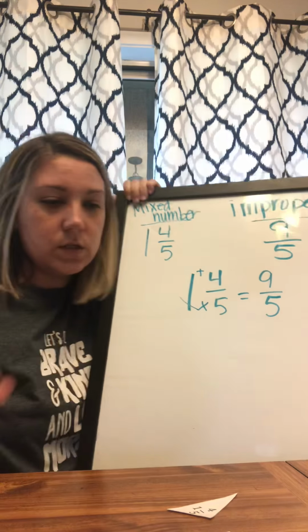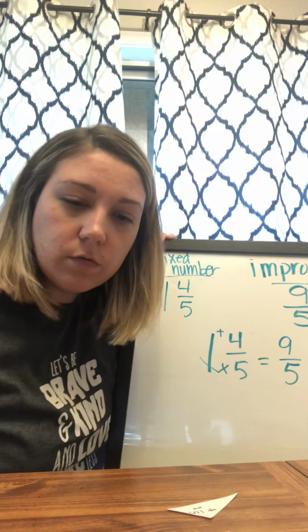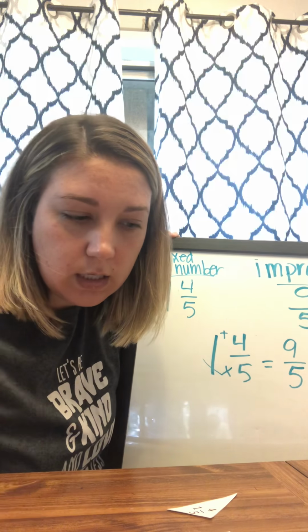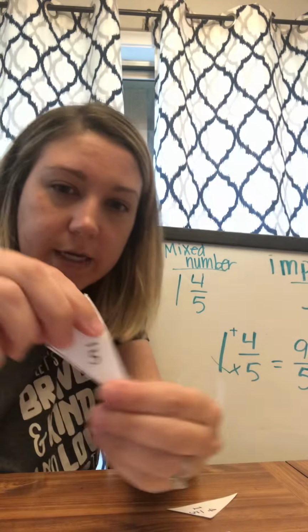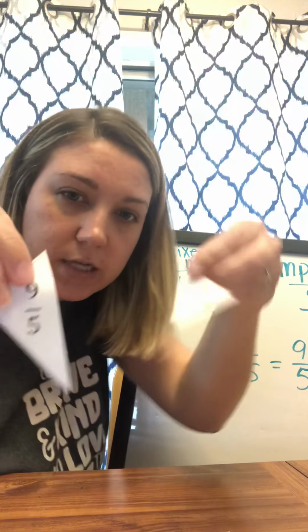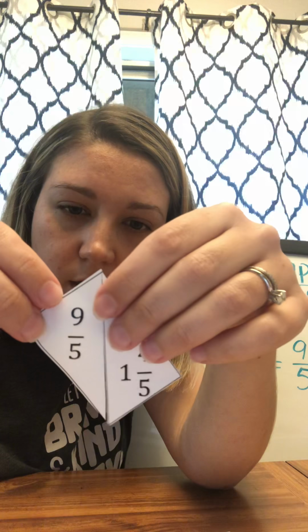Okay? So now you're going to go look for the match. Here it is right here. 9/5 is the improper fraction. And here's your mixed number. And they go together. So it's self-correcting.